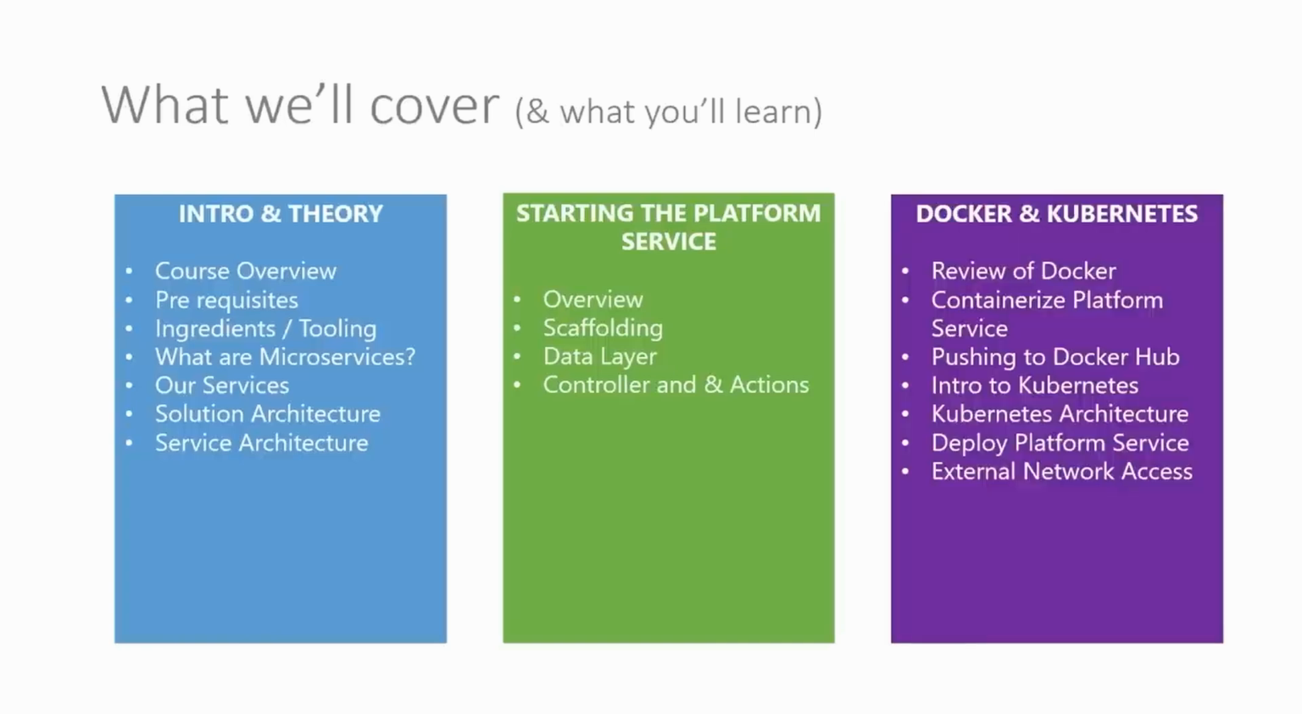In Part 3, we look at Docker and Kubernetes, so a review of Docker. We containerize our platform service, so we build it as an image and push it up to Docker Hub. We then go into Kubernetes, what it is and why you would use it. We look at the architectural overview of our application in Kubernetes, so that's the Kubernetes architecture section, and then we deploy our platform service into our Kubernetes cluster. And then finally in that section we set up some external networking so we can actually use our platform service inside of Kubernetes.